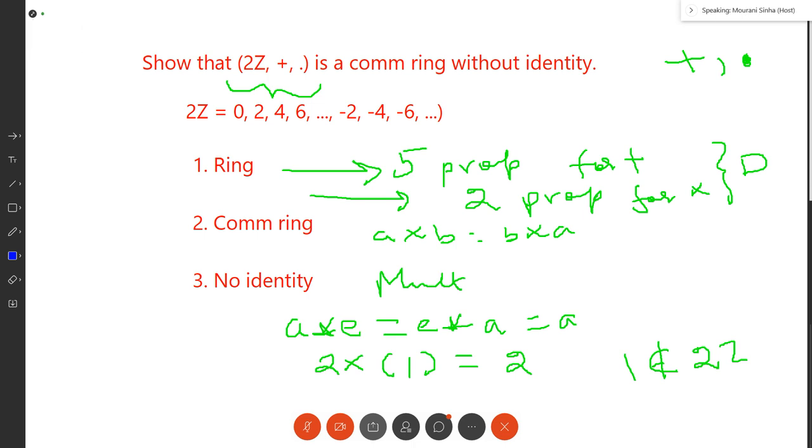Have you got it? Whoever was asking, I mean everyone, it's for everyone actually. So this is the third step actually where we show that there is no multiplicative identity. So it is a commutative ring without identity. Whenever I say commutative ring, it means till addition I have shown everything. So for multiplication there is no identity. Because 0 belongs to 2z, there was no problem with the additive identity. Only here we have a problem with the multiplicative identity.